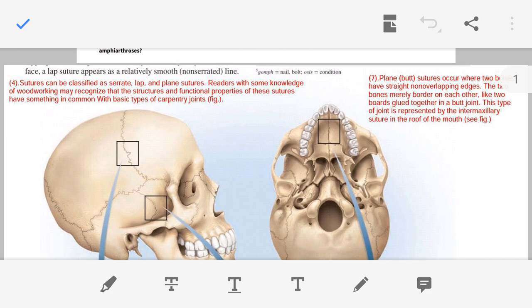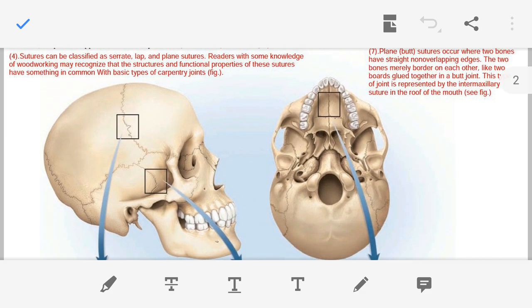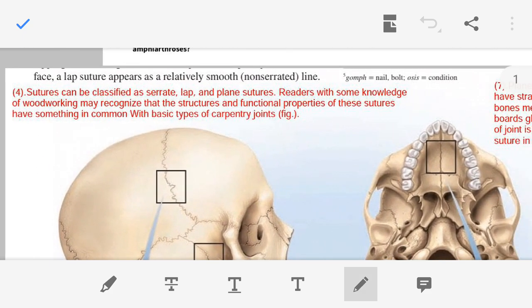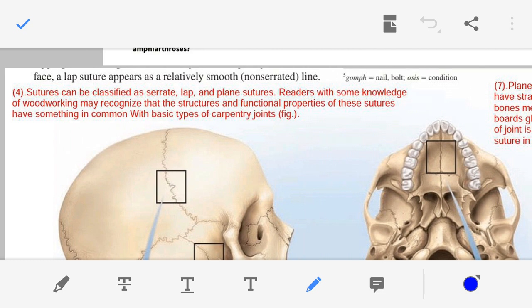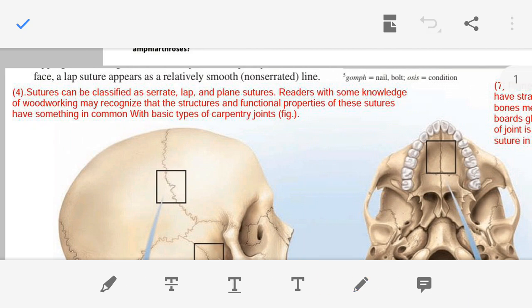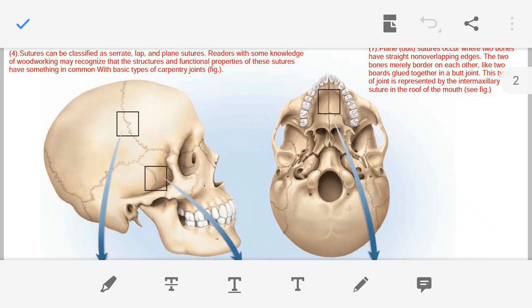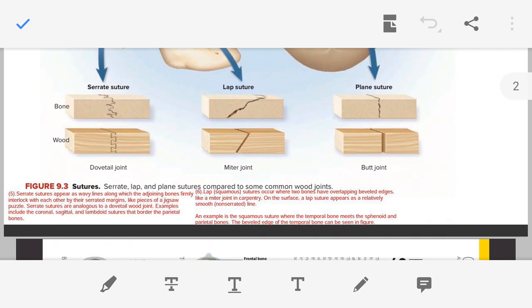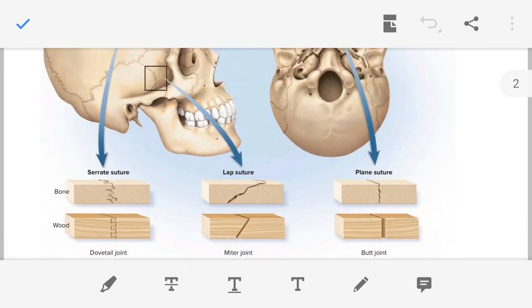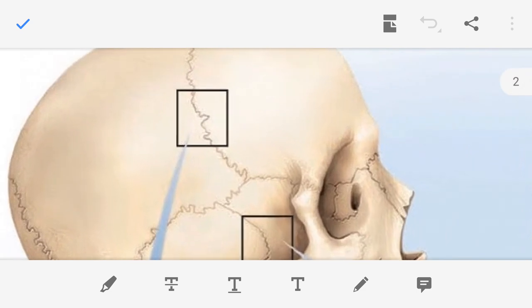Nevertheless, don't worry if you don't have any idea about carpentry or furniture work. With the figure we can understand this thing. Okay, so this is the first suture they are showing.